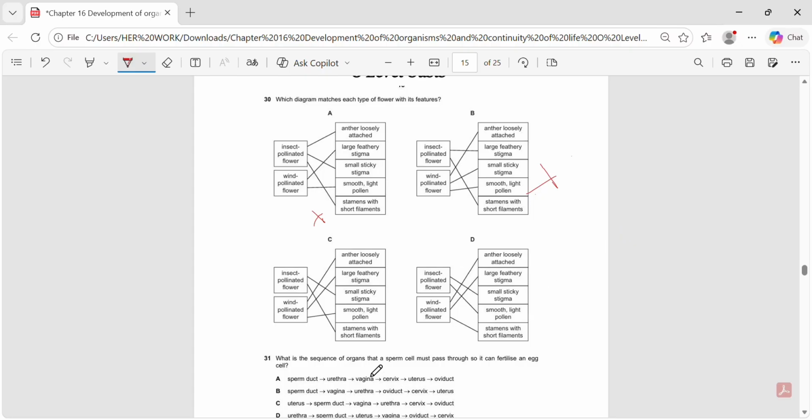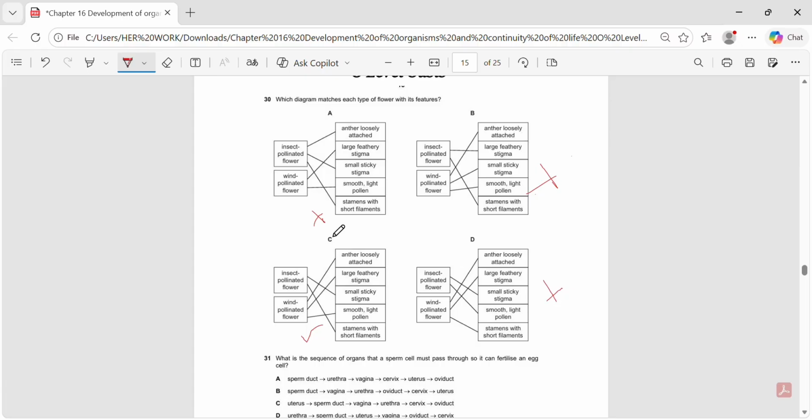Now, let's consider option C, which is the correct one. This diagram matches everything properly. Insect-pollinated flowers are shown with small sticky stigmas and short filaments, which ensures that when an insect enters the flower, it comes into direct contact with the reproductive parts. On the other hand, wind-pollinated flowers are shown with loosely attached anthers, large feathery stigmas, and smooth, light pollen, all of which are perfect adaptations for catching and spreading pollen through the air.